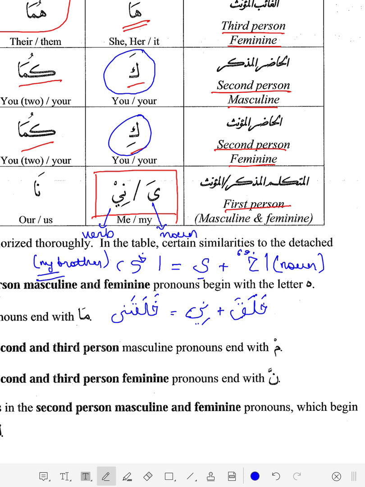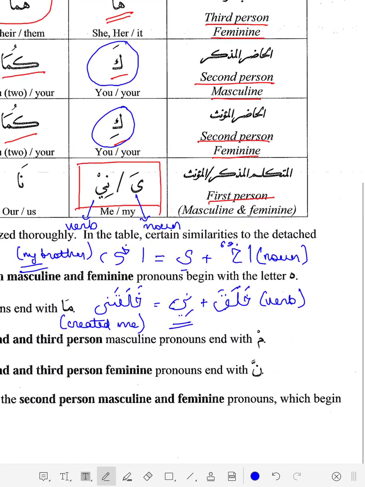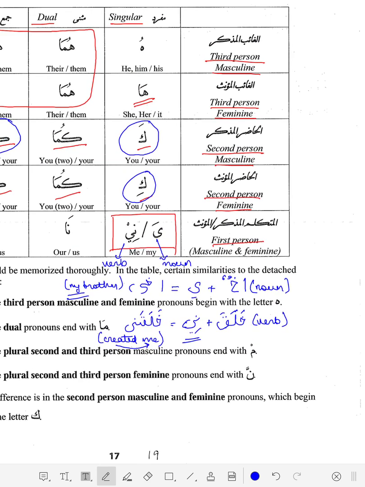So this is a verb, and that's why we have used me. Khalaqani, created me. Again, just think. Now the pronoun is attached to a verb, so the pronoun should be an object. And here the pronoun, which is me, is an object because the act of creation has been done on me. So yes, this is correct.